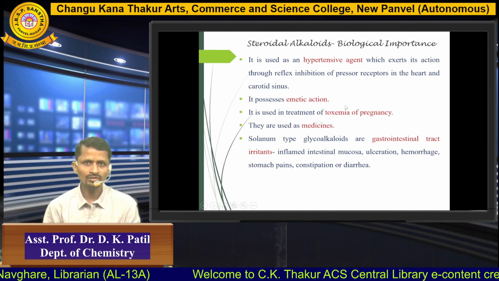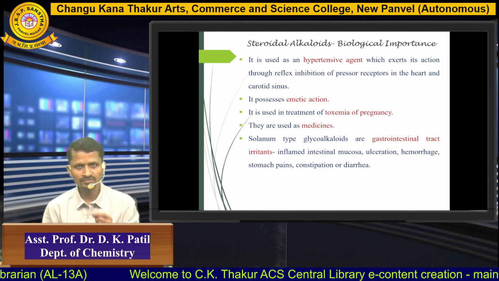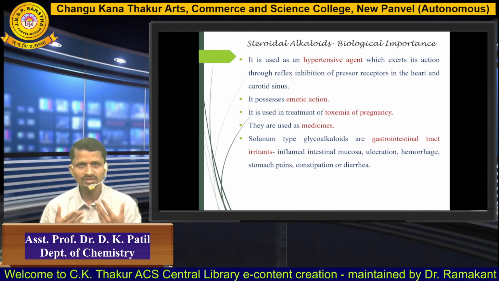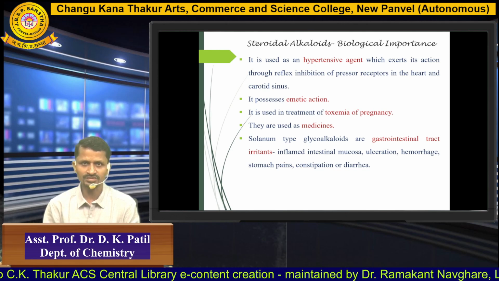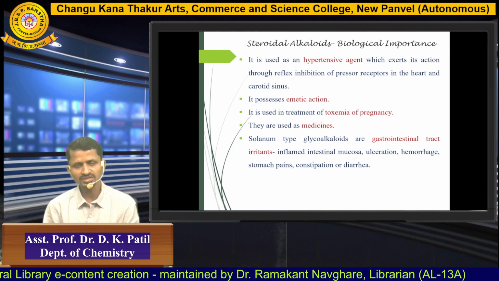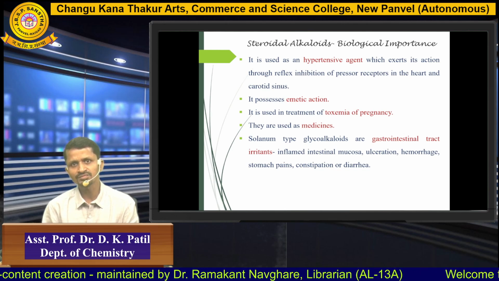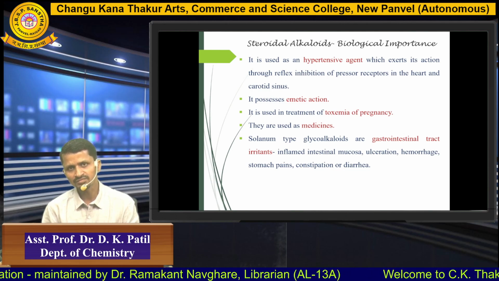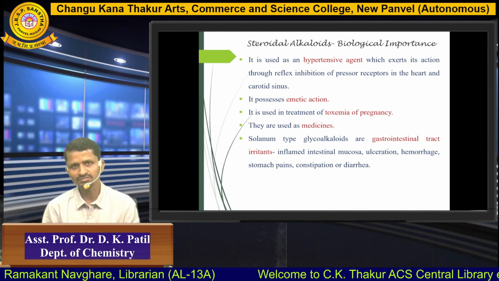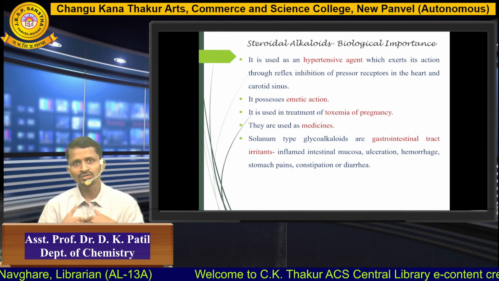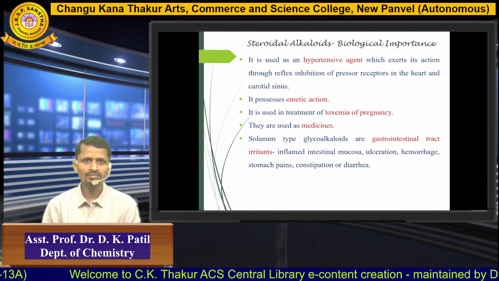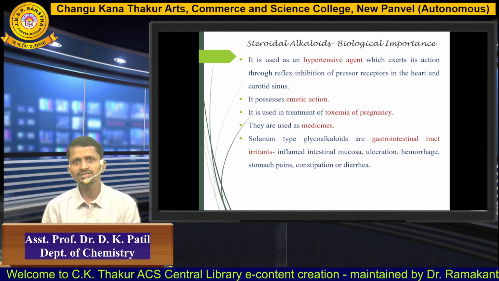Now, the biological importance of steroidal alkaloids. First, they are used as hypotensive agents, where they exert their action through reflex inhibition of pressor receptors in the heart. Then these steroidal alkaloids possess emetic action. Emetic action means that they are used when there is food poisoning. Suppose any person has got food poisoning, at that time the steroidal alkaloids are given, and because of that vomiting occurs and the poison is removed from the stomach of that person. That is called emetic action.